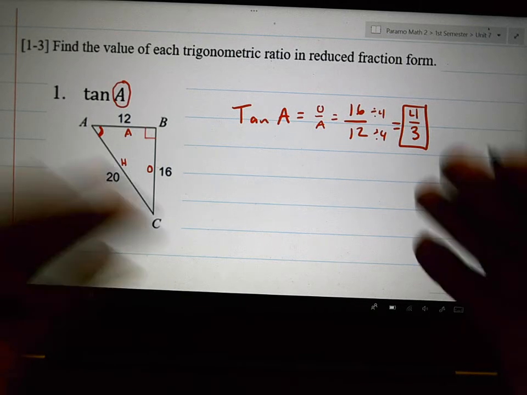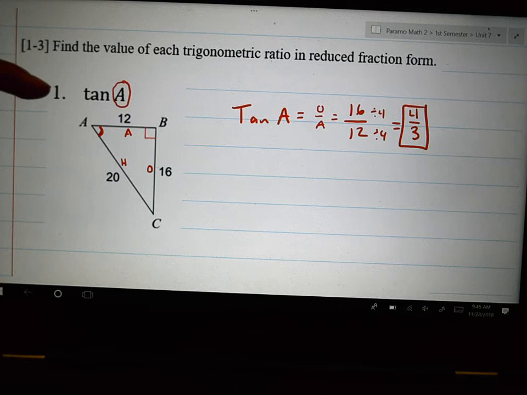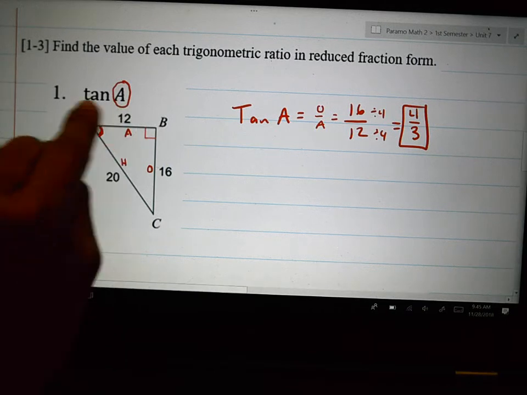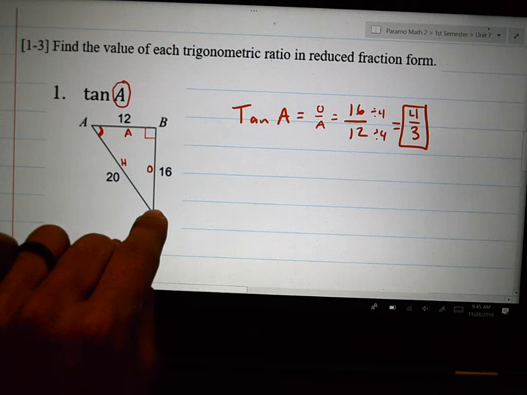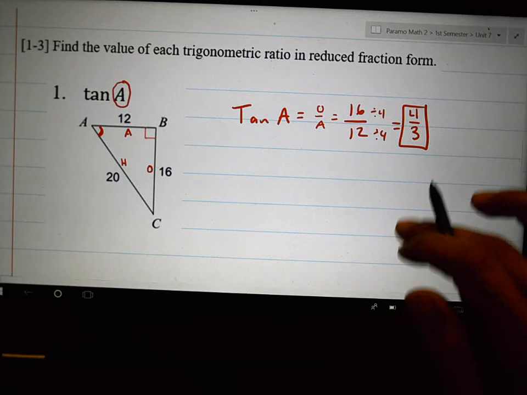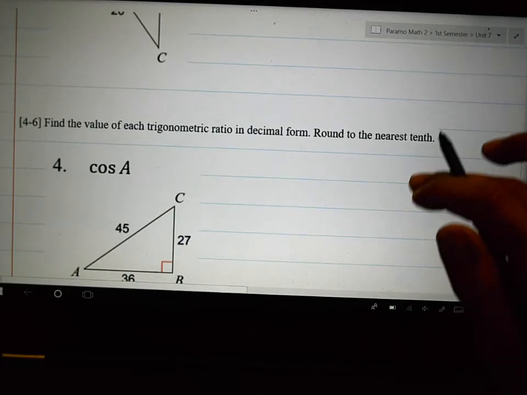How is this going to change? They're going to change. Sometimes it's going to be sine, sometimes it's going to be cosine. Instead of sometimes of A, they might use angle C instead. Shall we do another one? Let's do another one.